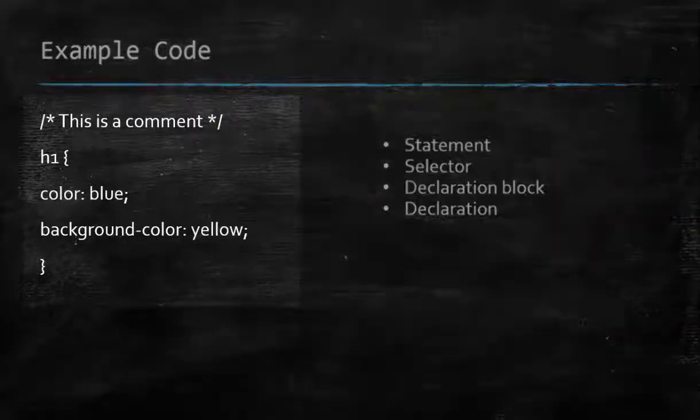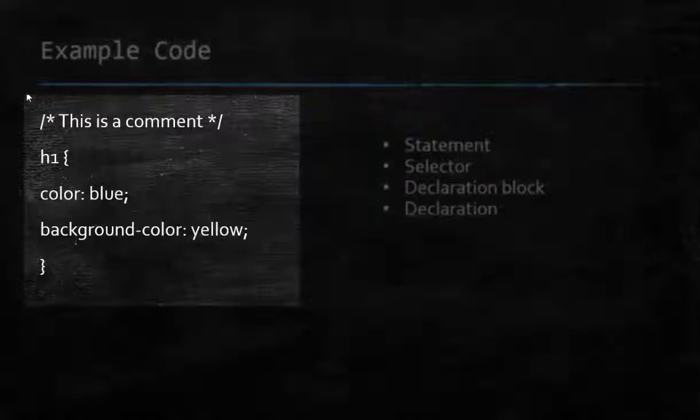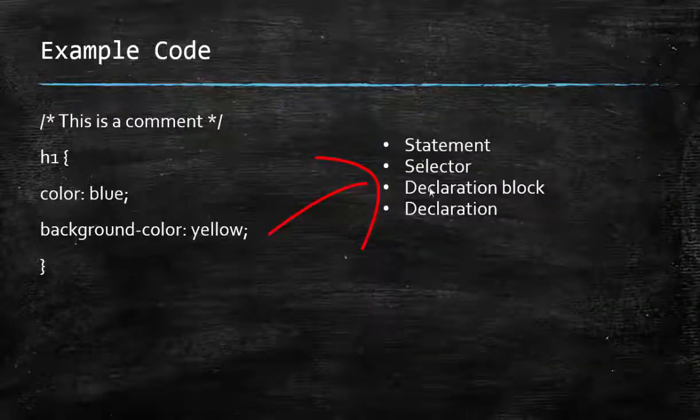The example code is the code on the left of this screen. These words on the right are the words which help to describe and explain what this is on the left. And these are the words that you're going to need to learn as we go through the CSS course, because these are the words and phrases that we're going to use.